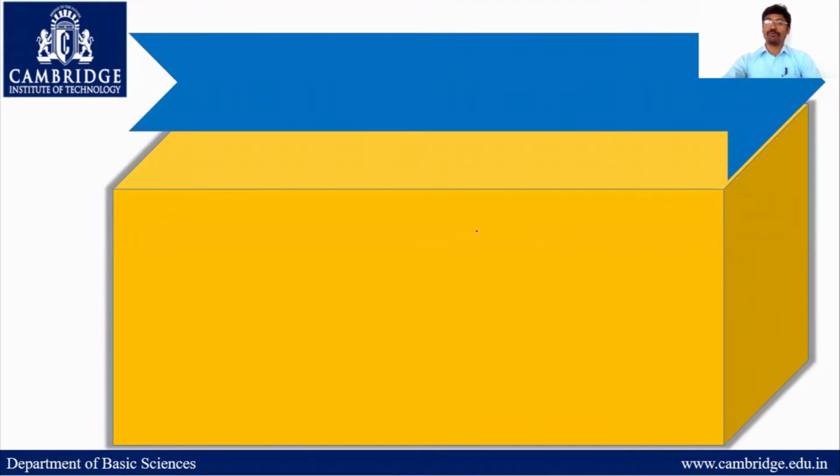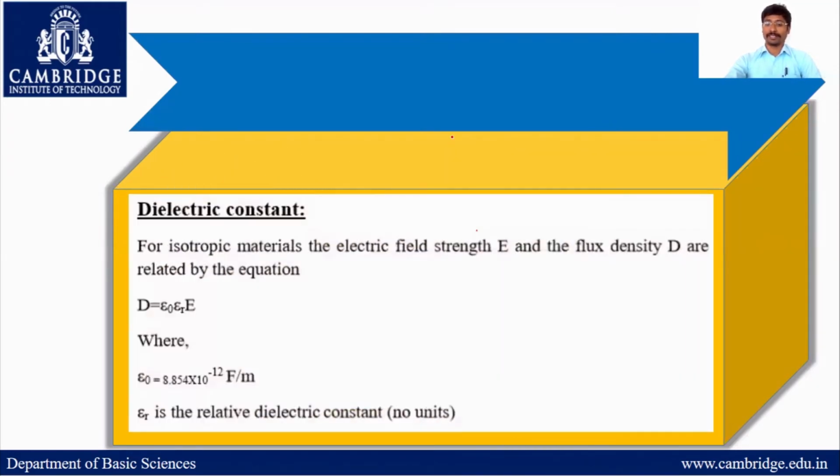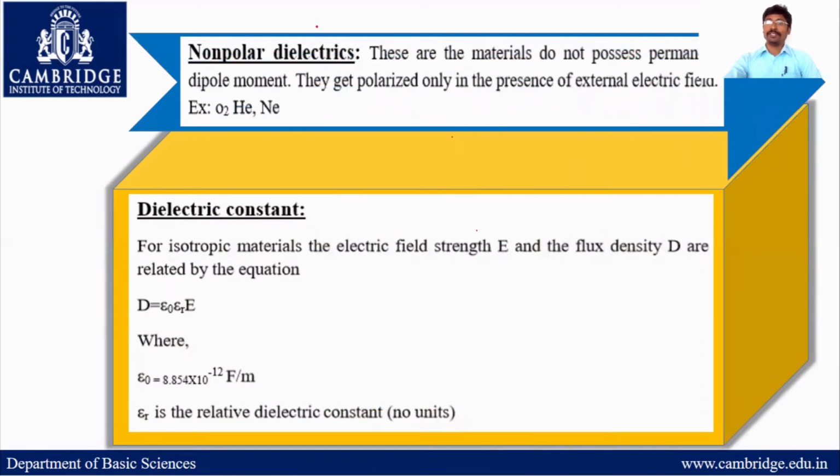Next, second one, we will go with the non-polar dielectrics. What are non-polar dielectrics? These are the materials that do not possess a permanent dipole moment, and they get polarized only in the presence of an external electric field. Non-polar dielectrics are also polarized when we apply the external electric field. Examples of non-polar dielectrics are oxygen, helium and neon.